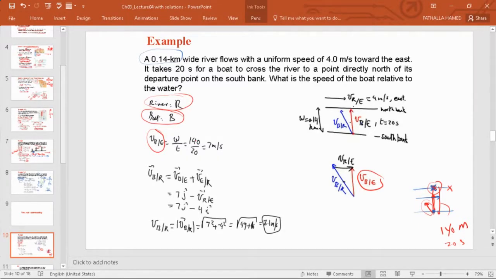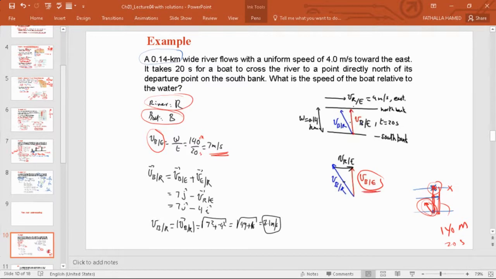And that basically will be 140 meters in 20 seconds, and that will give you 7 meters per second. That's the speed. However, as I told you, if the boat goes this way, it's not going to end up being here. So it has to start somehow in this direction to end up being there.